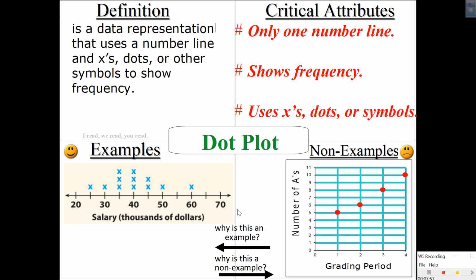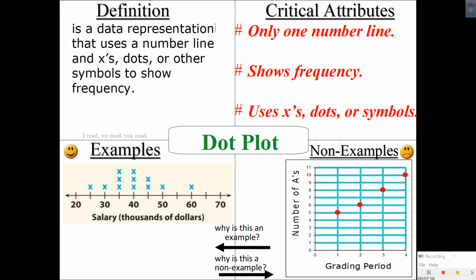Here we go. Writing utensils down, look up to the screen, and it reads. Example 1A. An ice cream truck offers items at 5 different prices. Mr. Q counted how many items are offered at each price one day. Make a dot plot of the data. There's a table, there's a number line, and what can you conclude from the data displayed?